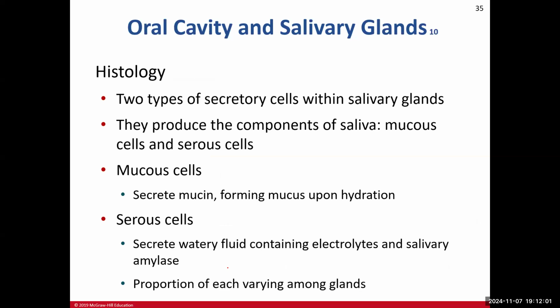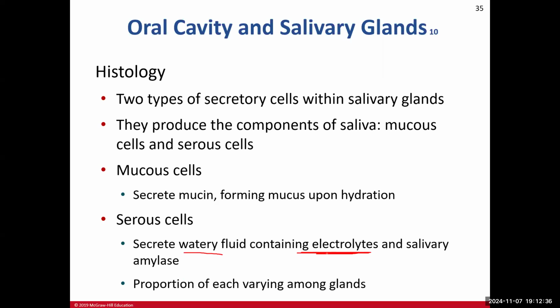All right, this part gets pretty boring, so I'm going to move through the histology of the salivary glands. Your salivary glands are made up of two types of cells, mucus cells and serous cells. Mucus cells make a thicker type of secretion, that mucin, once it's mixed with water, turns into mucus. The serous is going to be more of that watery type of secretion, but this one contains the electrolytes and then that salivary amylase that I was telling you about. So that's going to create the secretion for the starches.